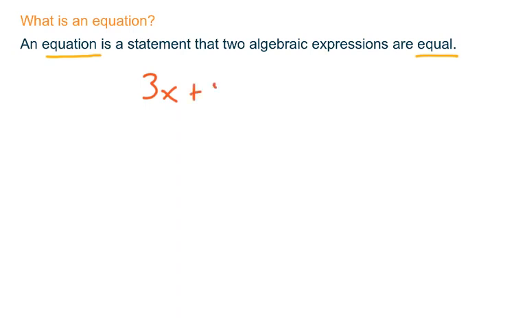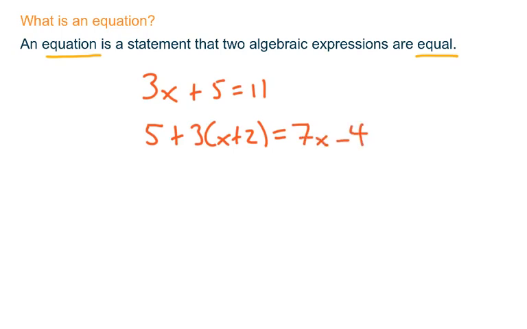3x plus 5 equals 11. That's an equation. Two very simple algebraic expressions. The one on the right is nothing more than a single number. This one's a little bit more involved, not too much. 5 plus 3 times x plus 2 equals 7x minus 4. Each side is an algebraic expression. When you have the equal sign, you're saying the two algebraic expressions are equal, and that makes an equation.